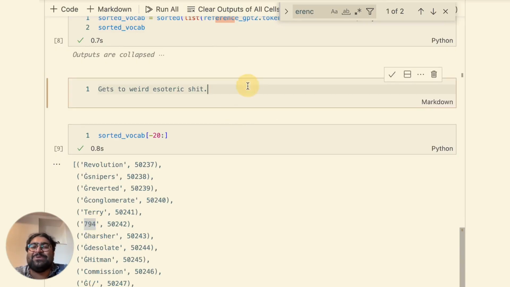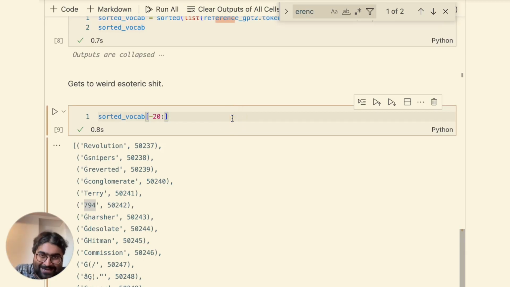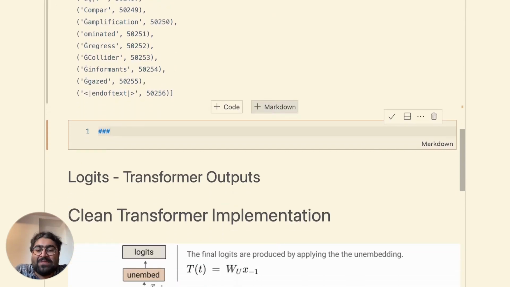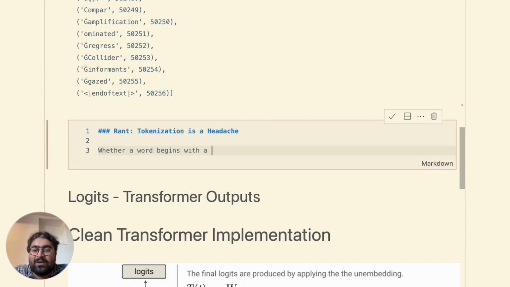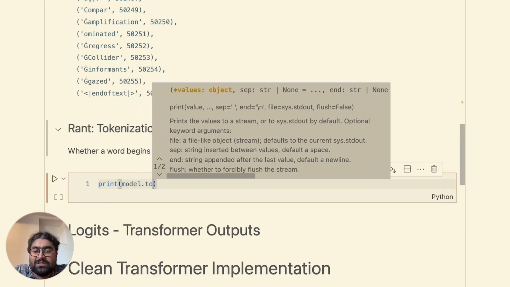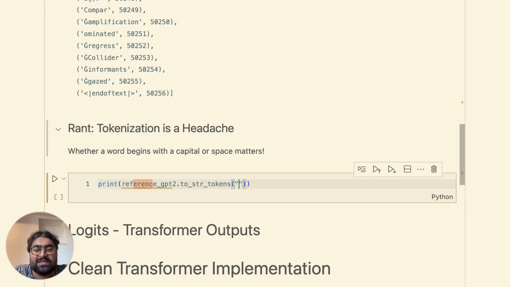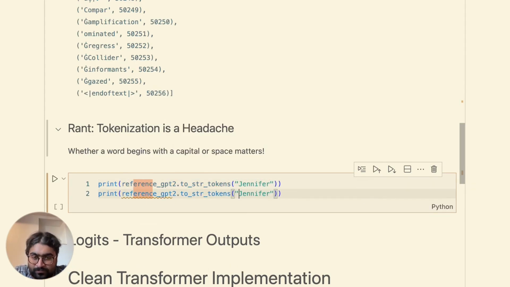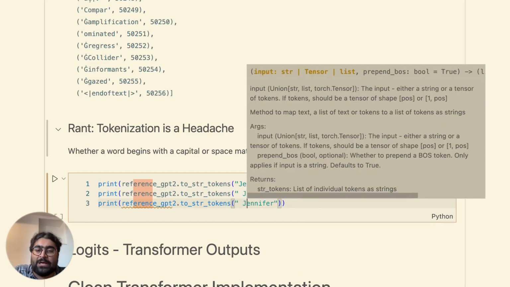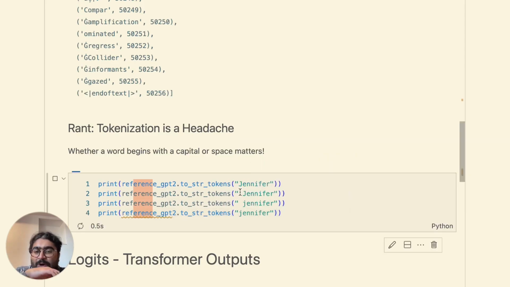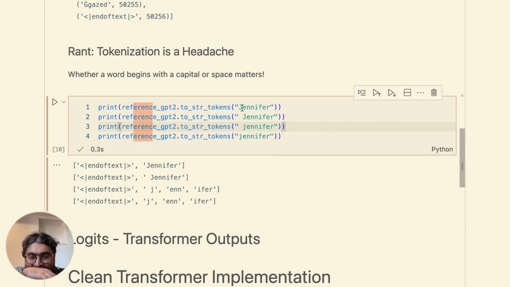Or the number 794. Tokenization is just an enormous pain in the neck. So I'm just going to briefly rant about this, feel free to skip ahead. Tokenization is a headache. Whether a word begins with a capital or space matters. Let's take Jennifer, and let's use this method that all easy transformer objects have, called to_str_tokens, which means take text and convert it to a list of these subtokens. I recommend playing around with this yourself, just get an intuition. And so let's see what happens. That's actually not the worst thing I could have gotten. Let's try Christopher. Can it cope with Christopher?